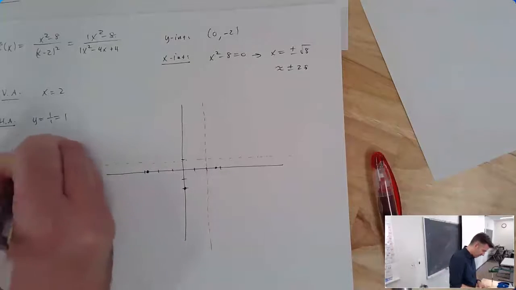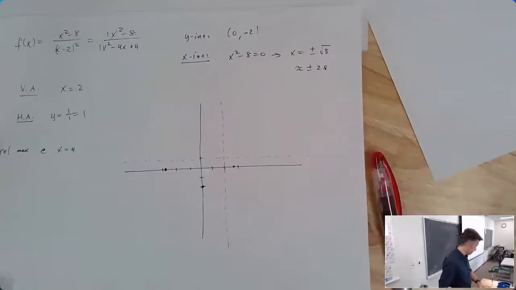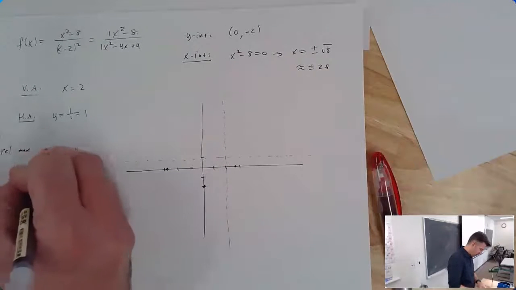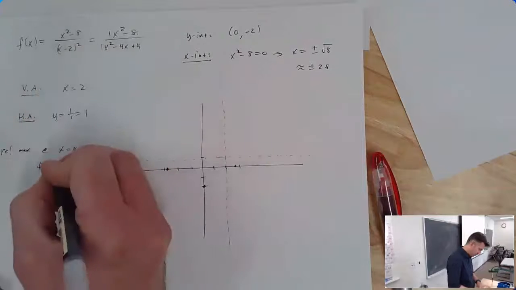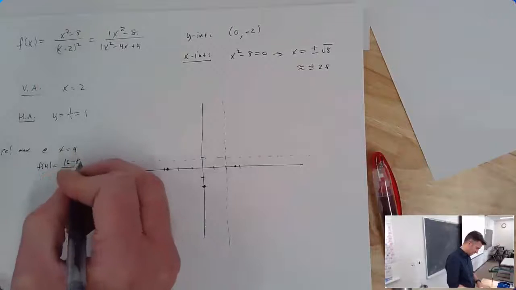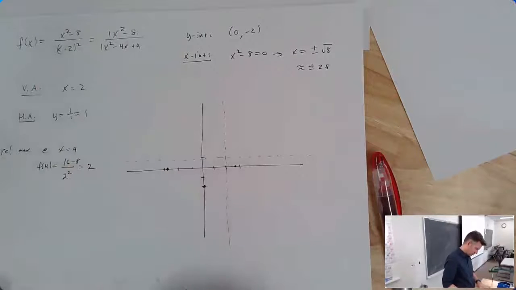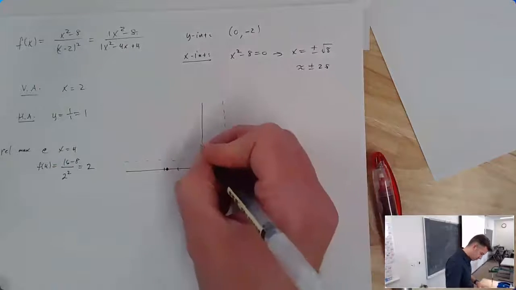Now, if I want to graph this thing, I should also find the y value. If I have a relative maximum at x equal to 4, my y value is f of 4, which is 16 minus 8 over 4 minus 2 squared. That's 8 over 4, which is 2. So I've got the point 4, comma 2.